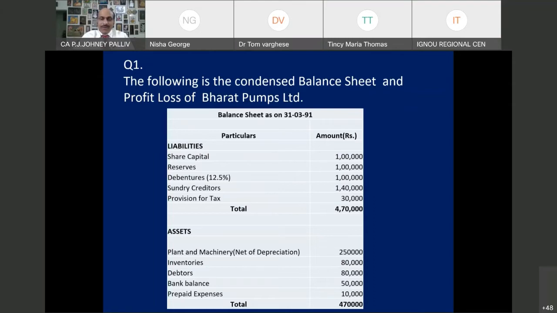Therefore, this liquidity position, this liquidity problem, is very, very critical in any organization, whether it is a hospital, a school or college, a church, a charitable institution, a factory, a university, or any individual's family investment.